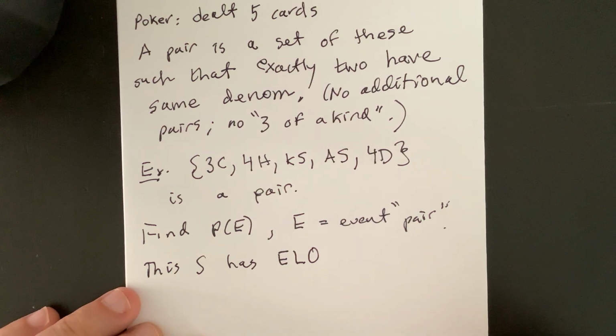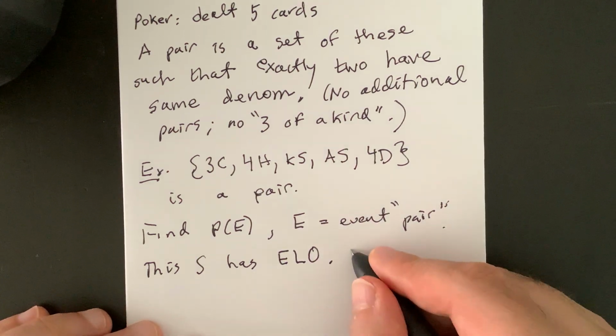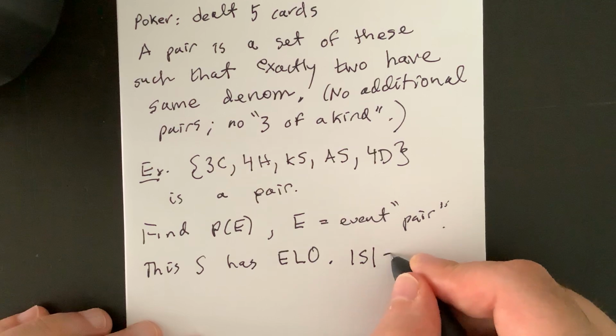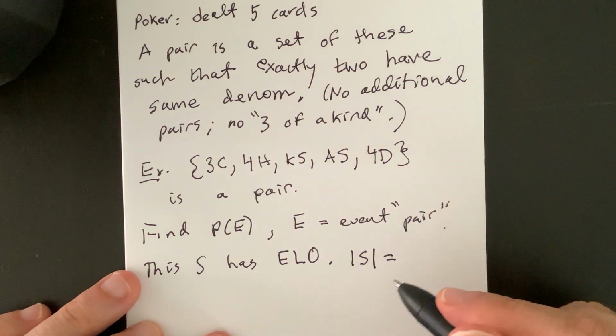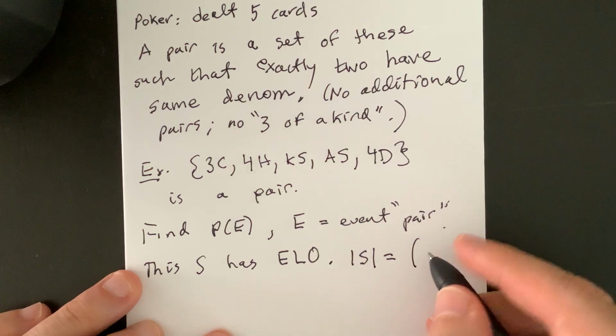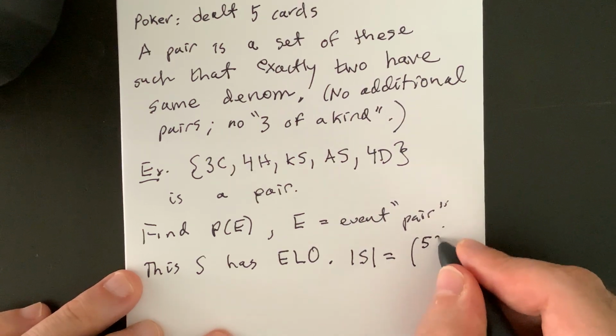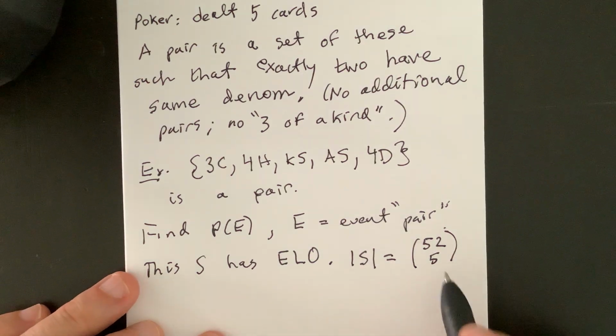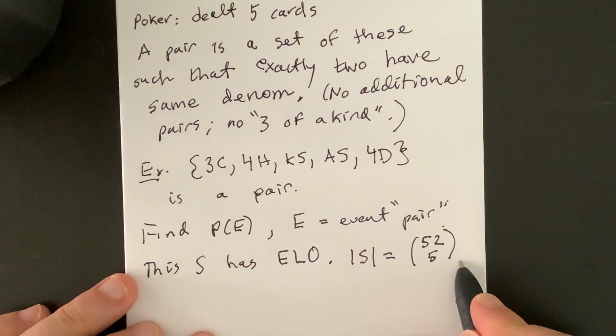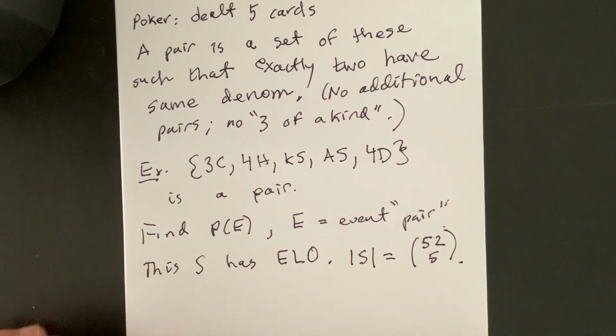All right. How many does it have? So the size of S is equal to, well, there's 52 total cards, and I choose five, right? So there's 52 choose 5. So that's N. So that's how many outcomes there are. And so now we just have to count E and divide, right? So what is the size of E?